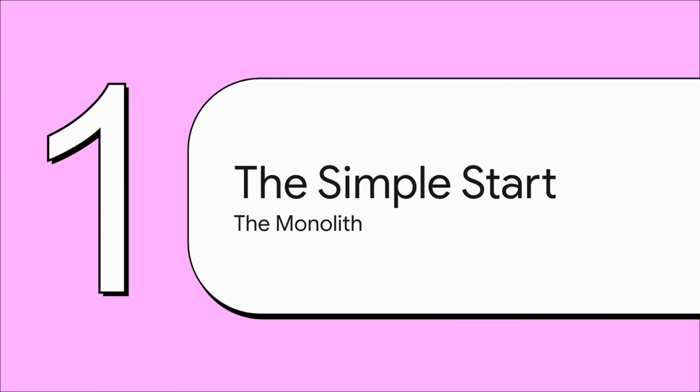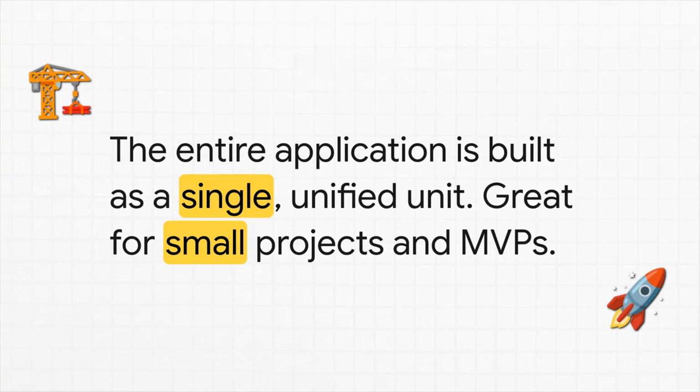So let's begin with the most straightforward approach there is. We're going to start with what's called a monolith. The name kind of gives it away, doesn't it? It's one big thing, and its main advantage is simplicity. Everything, the flight booking, the hotel search, the payments, user accounts, it's all bundled together into one single code base. This is fantastic for getting something out the door quickly, what we call a minimum viable product, or MVP.